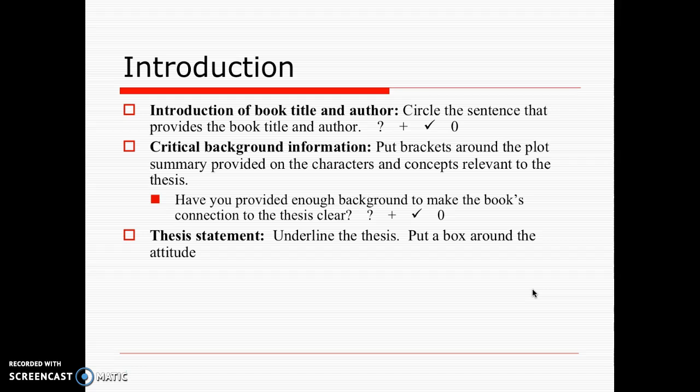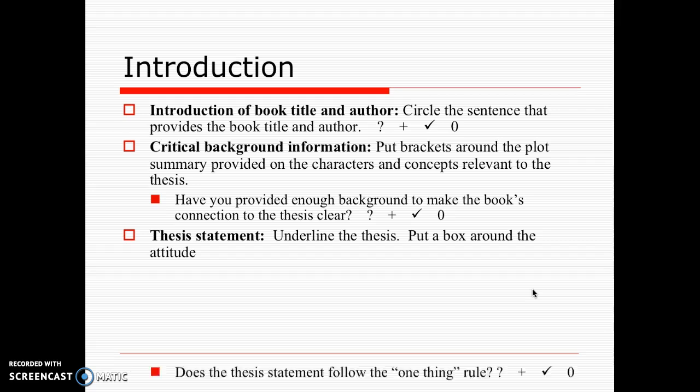Then you want to underline your thesis statement and put a box around the attitude in your thesis statement. Now remember, the thesis statement should be the very last sentence in your introductory paragraph, and usually the attitude in a thesis is going to be in the predicate part of the sentence, usually. So double check that and make sure that you've got something there. And also make sure that you've got concepts in your thesis. Do you have nouns in your thesis, in other words, that represent things that you cannot sense through one of your 5 senses?